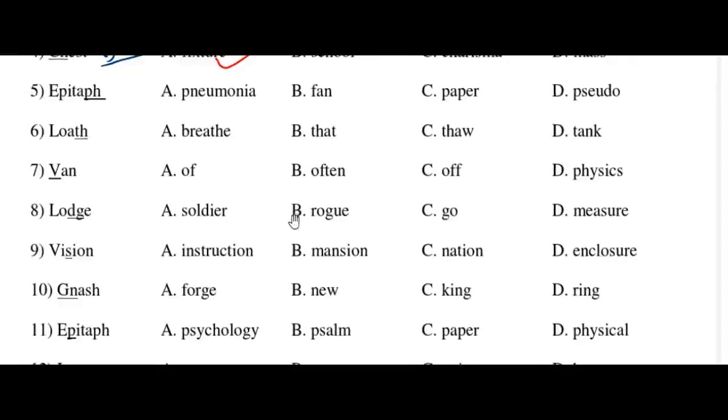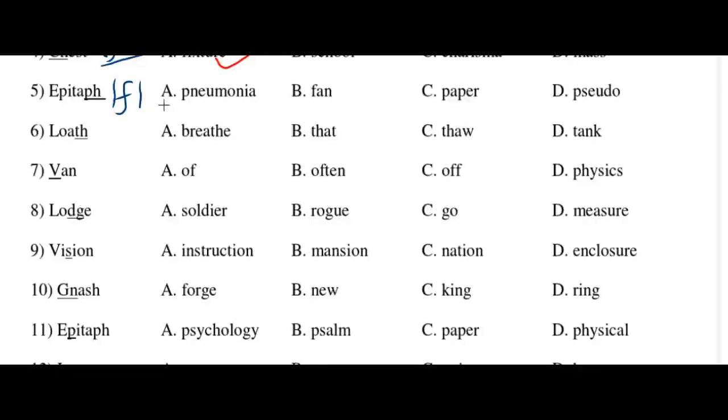We move to number 5. Epitaph. This underlined letters PH contain the sound f. So we need to locate f in options A to D.